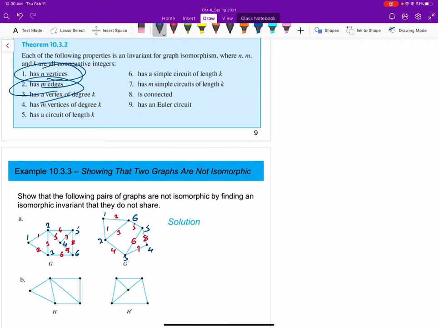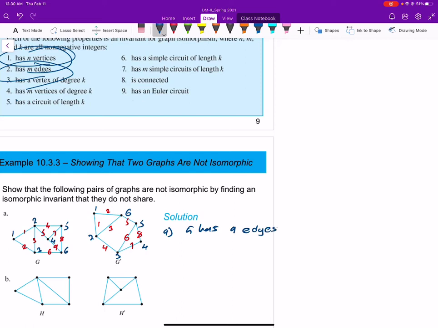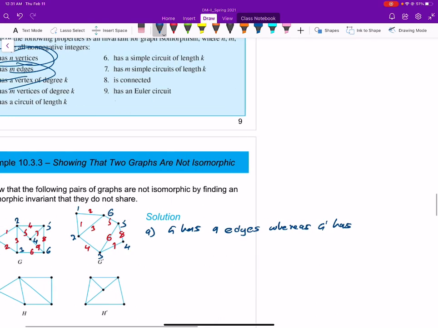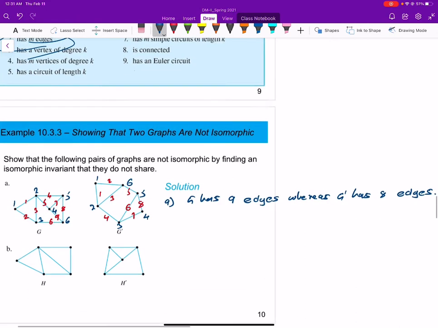Okay, let me put a note. The solution for part A: G has 9 edges, whereas G prime has 8 edges. Alright, that's the solution for part A.